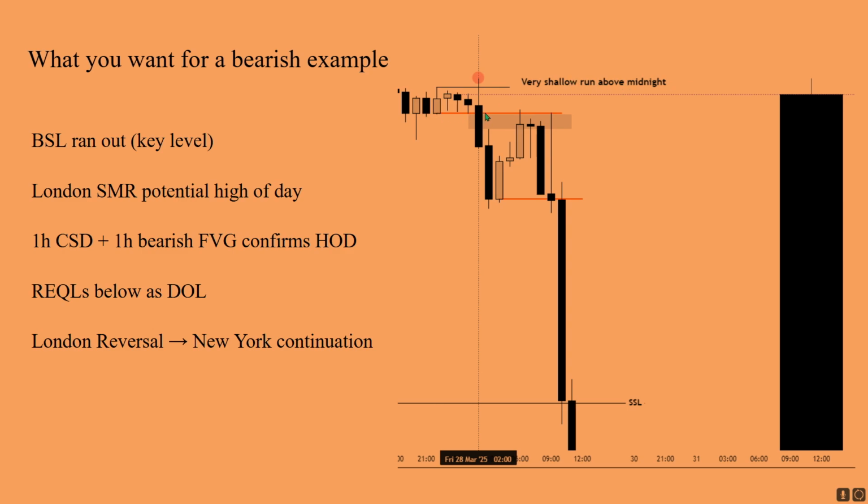One hour change in the state of delivery. A potential high of day is formed. Displacement, leaving fair value gaps. And then you have the second change in the state of delivery here, right at the opening bell. And you have the relative equal lows below. London reversal, New York continuation, into your sell side liquidity below.